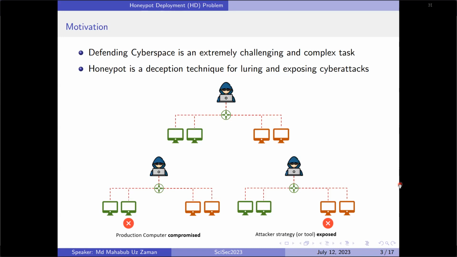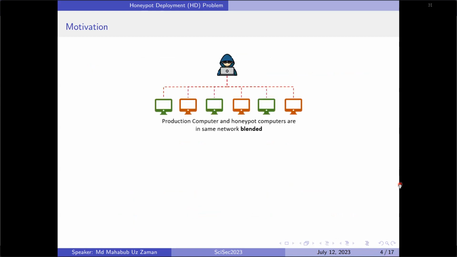Sometimes it is easier for the attacker to predict which network is for the production computers and which network is for the honeypot computers. So the idea is to blend the production computers and the honeypot computers in the same network, so that it is confusing for the attacker to tell which computer is the production computer and which is the honeypot computer. He cannot separate them.